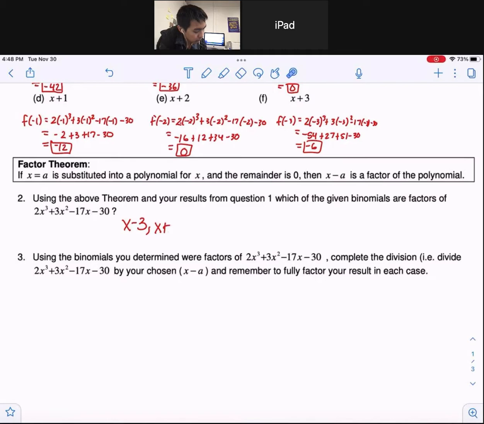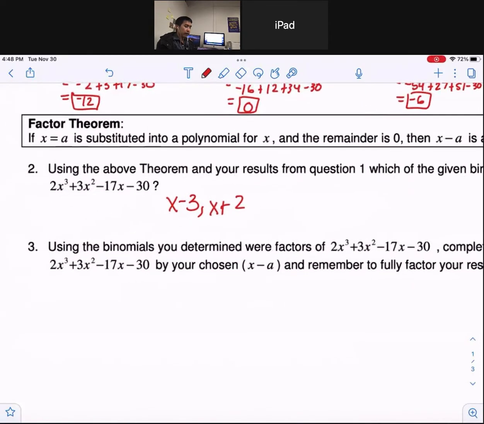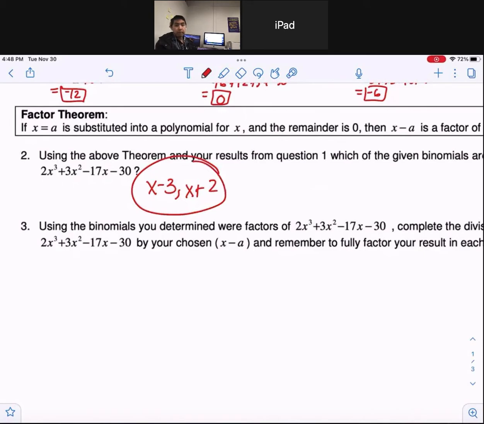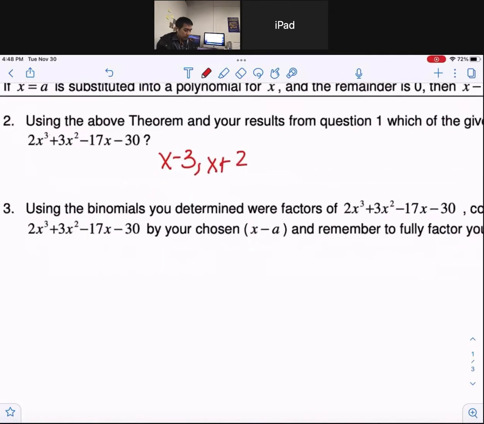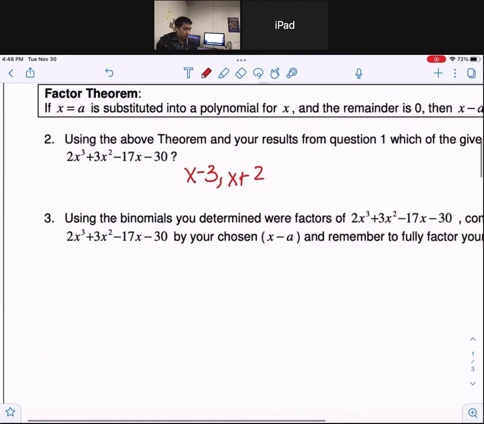So right now we are going to factor this out, and we're going to factor this using the fact that these are factors. So if those are our factors, then when we use the zeros of these, we can find a factor from here by using synthetic division. So if we use this first factor, you guys, in synthetic division, the opposite of negative 3 is 3. And we got 2, 3, negative 17, and negative 30.